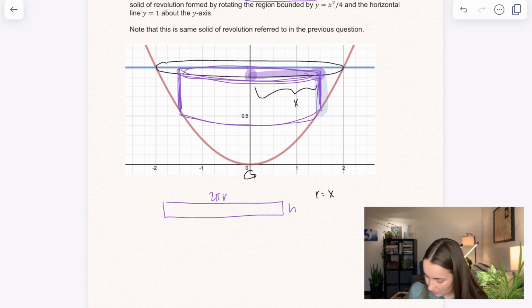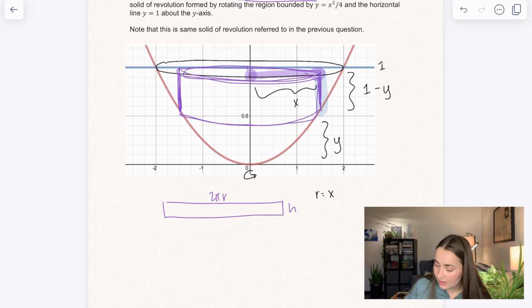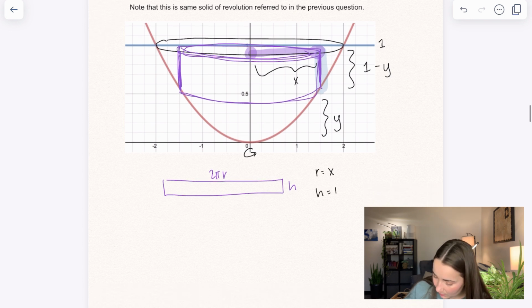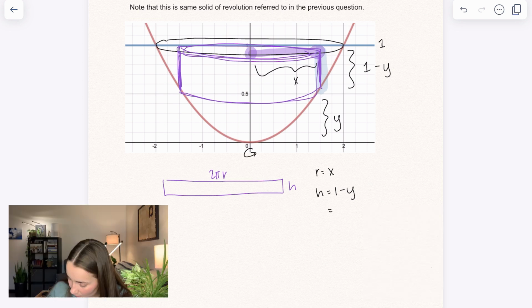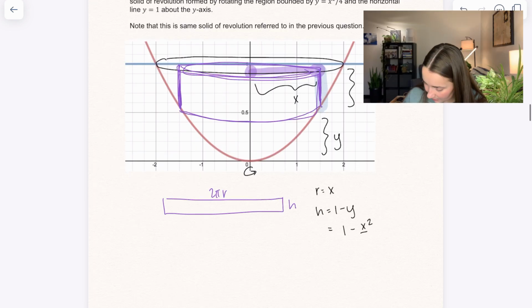And so now let's go ahead and talk about our height, which is here highlighted in blue. So our height is going to be, we're going to take the full length of 1 and we're going to subtract off this length of y. So 1 minus y. And so here our height is going to be equal to 1 minus y, which we need to replace y. And we know what y is equal to. So we get 1 minus x squared divided by 4.